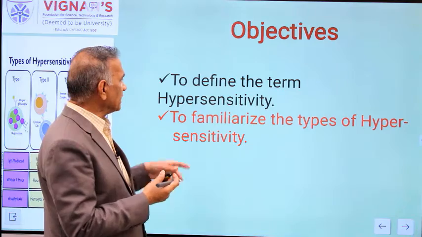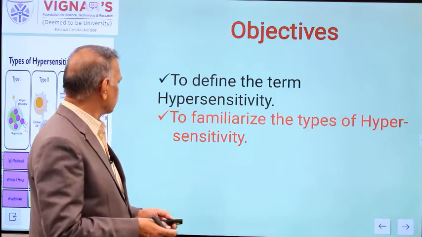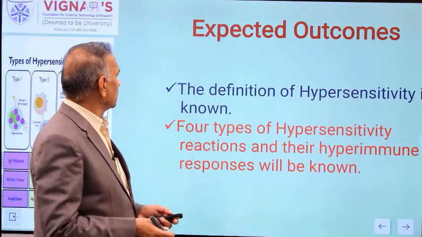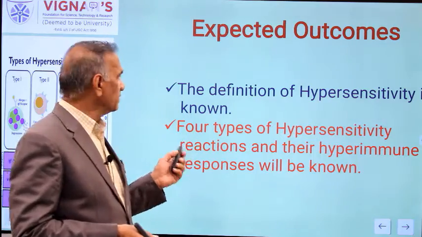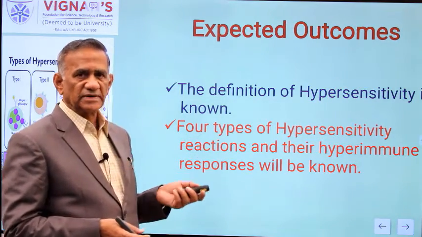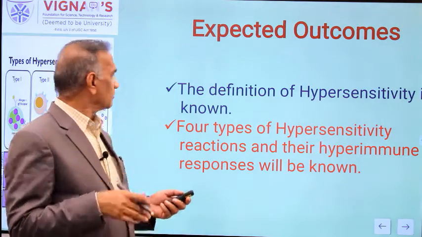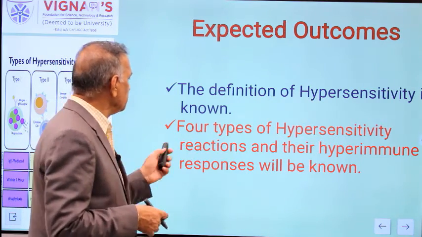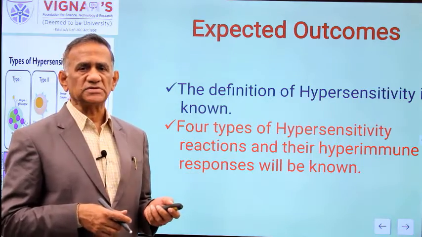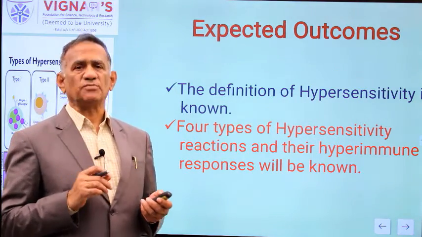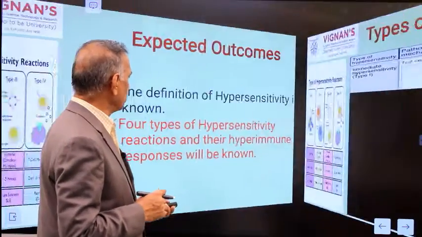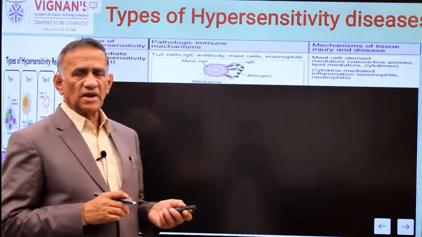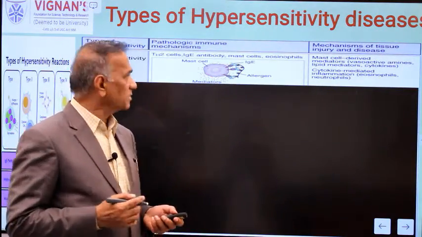We also see how to familiarize the types of hypersensitivity. The definition of hypersensitivity we know is an expected outcome of this particular topic, and then the 4 types of hypersensitivity reactions and their hyperimmune responses. Hyperimmune responses are tissue damaging immune responses. That will be known. Now let us see one after the other these types of reactions.